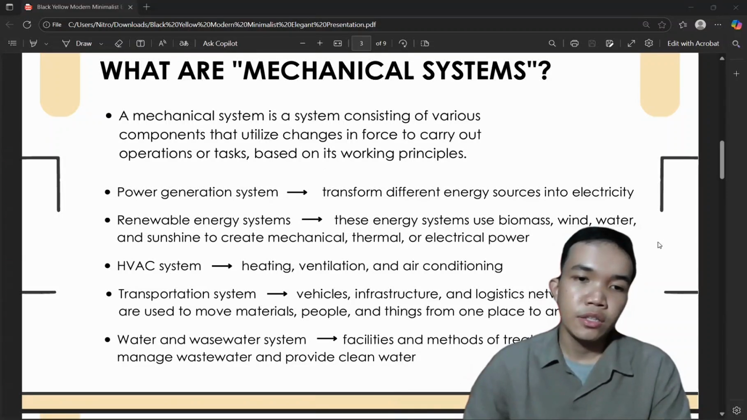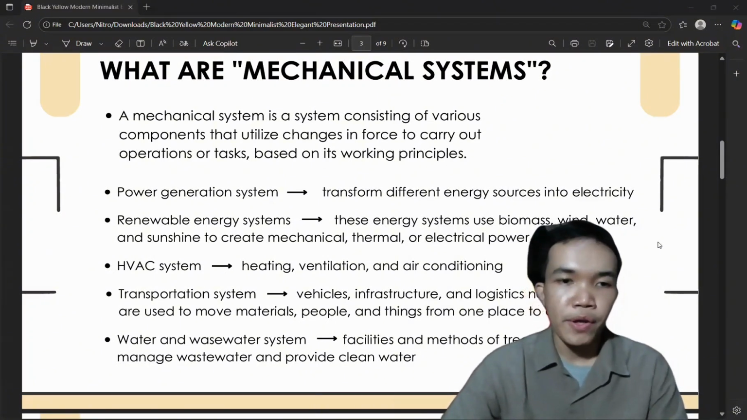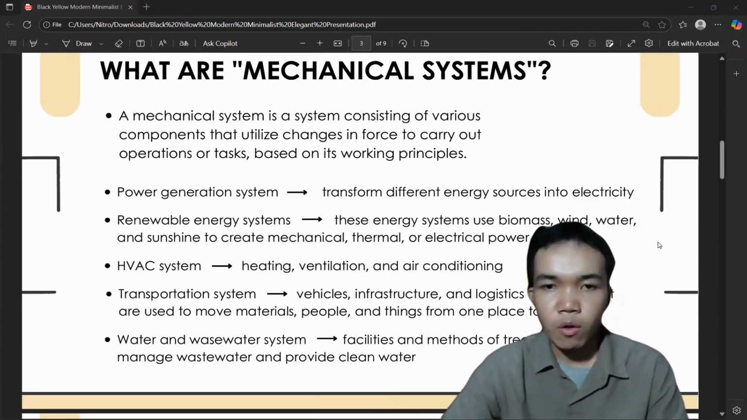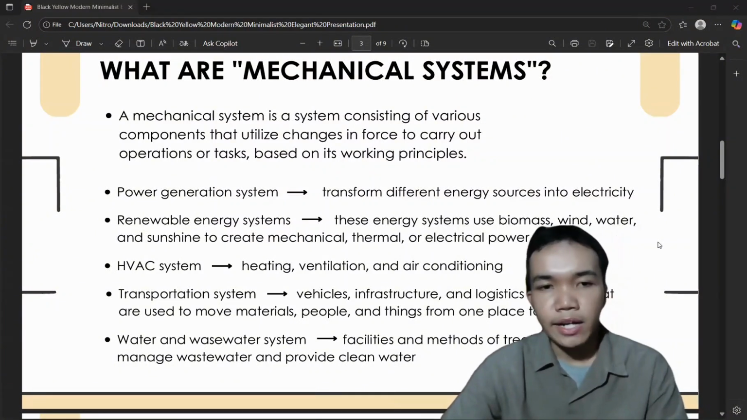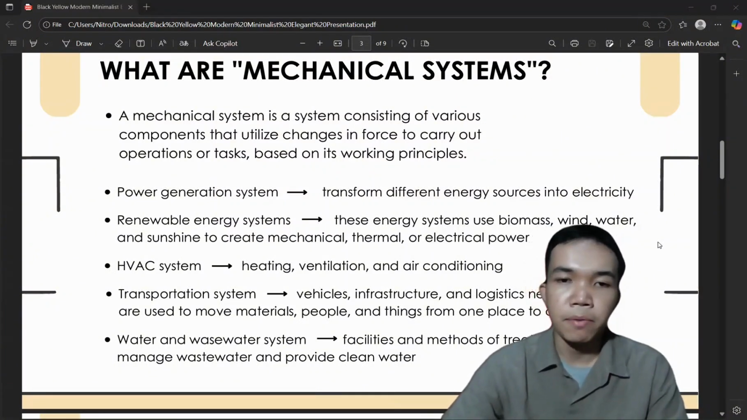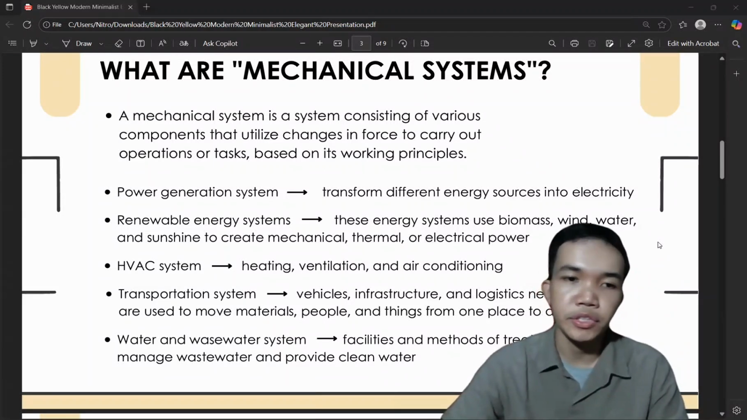Fourth, the transportation system. These include the vehicles, infrastructure, and logistic network that are used to move material, people, and things from one place to another. Transportation networks comprise vehicles such as cars, trucks, bus, trains, aircraft, ships, and pipelines. These networks are essential for enabling communication, travel, and business.